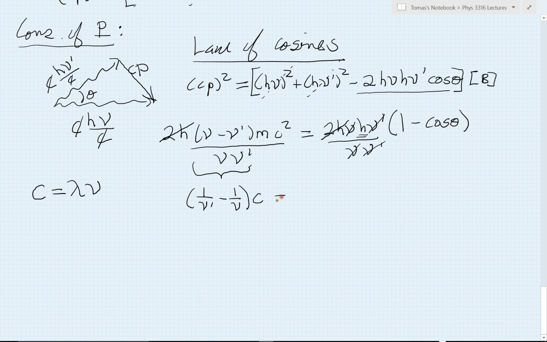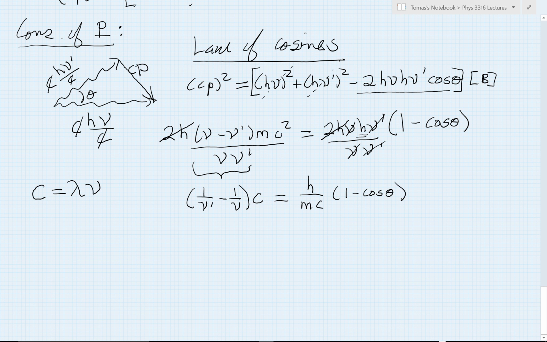And then what this will have to equal is I have to take the m and the other c down to the bottom of the other side of the equation. This will give me h over mc, that's multiplying 1 minus cosine of theta. That's starting to look nice and simplified.